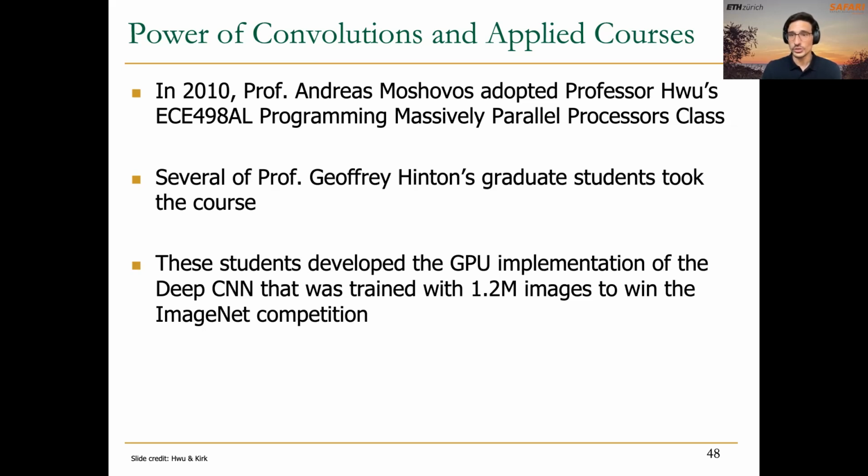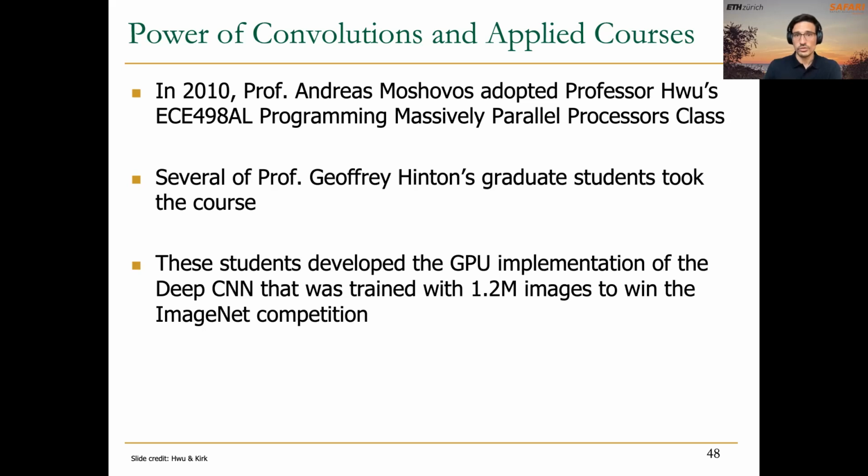As you already know, in this course, we use Professor Wen-mei Hwu's book, Programming Massively Parallel Processors. This book comes from his experience as a professor teaching GPU programming since 2006 or 2007. At some point in 2010, this course was adopted by Professor Moshovos at the University of Toronto, and some students of Geoffrey Hinton took this course.